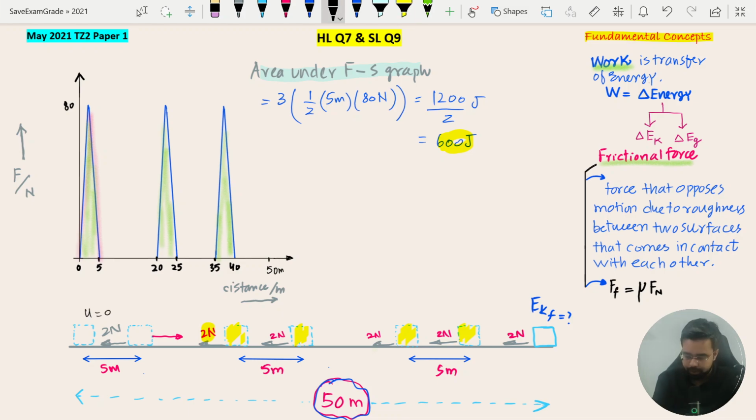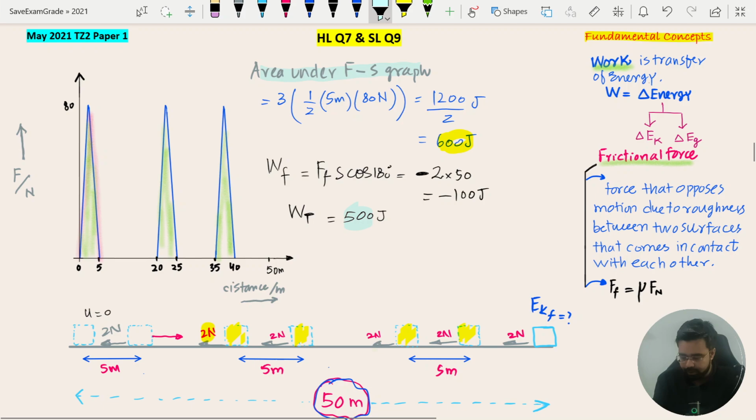And don't forget the work done by the frictional force should be negative, because that's the constant force acting opposite to the displacement of 50 meter with cos 180, so it is negative 100 joule. So what is the total work done as a result of these two forces acting on the box? That should be subtracted, so it is 500 joule. So this is the work done along this 50 meter.